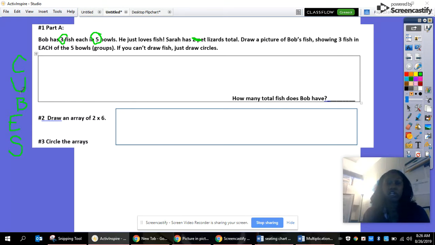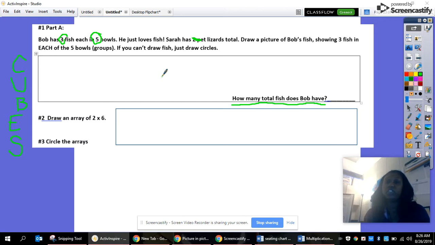The second part, the U, says underline the question. It's telling me draw a picture of Bob's fish, showing 3 fish in each of the 5 bowls. So there's no question there. But down here, it asks me, how many total fish does Bob have? So I'm going to underline this question, and I know that we're focusing on fish. So now I can get started.